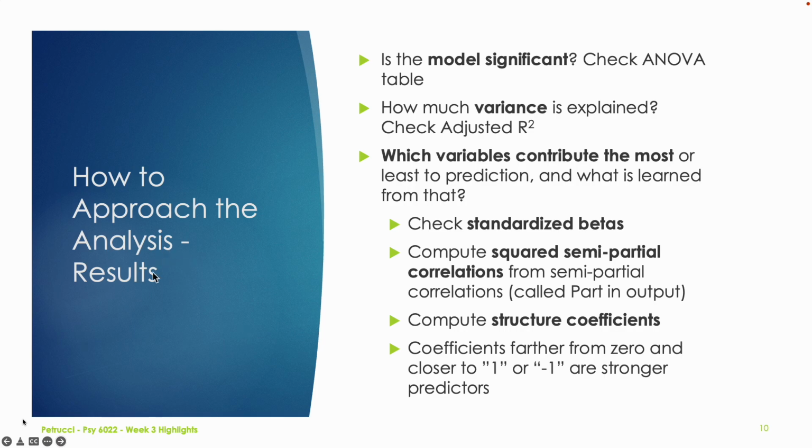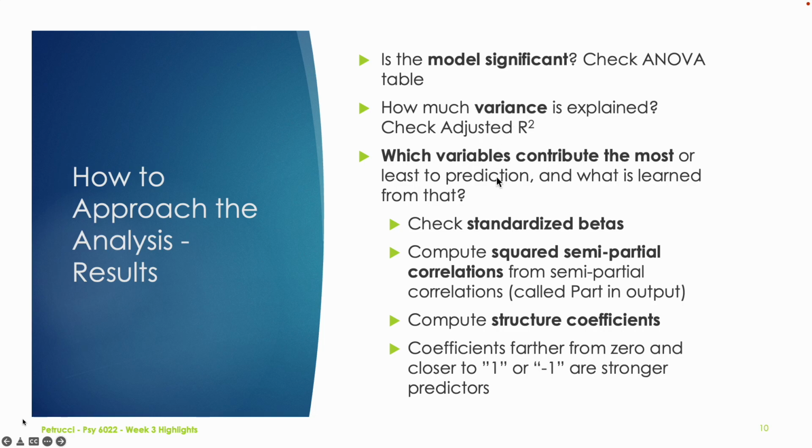In terms of the results, we're going to look at 3 things. Basically, is our model significant? We look at our ANOVA table for that. Is the p-value for the F statistic less than 0.05? If it is, our model as a whole, all of our IVs together, are significant. How much variance is explained? We check the adjusted R-squared for that, and we have a percentage of the variance in the dependent variable that is explained by the group of independent variables.